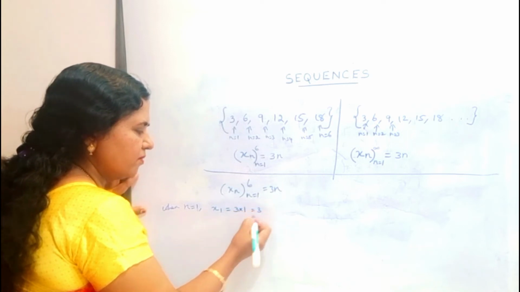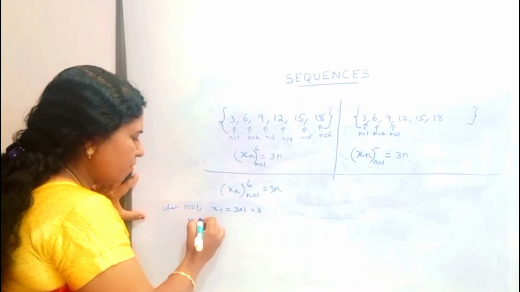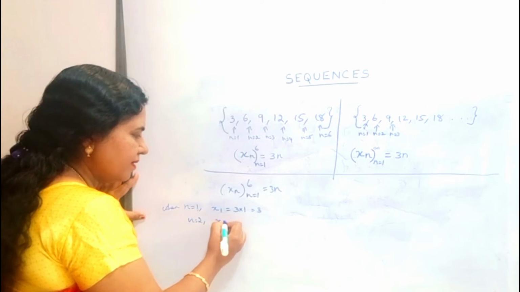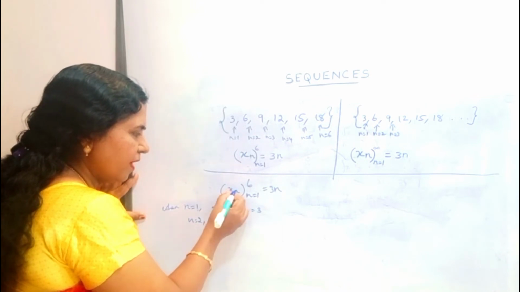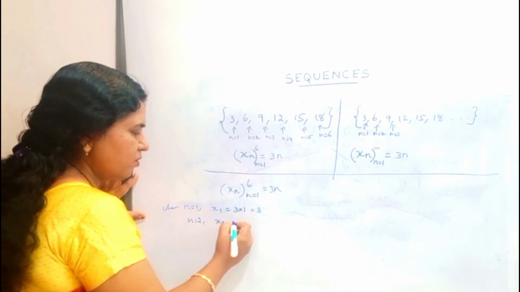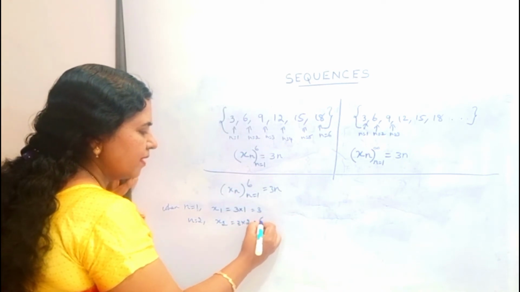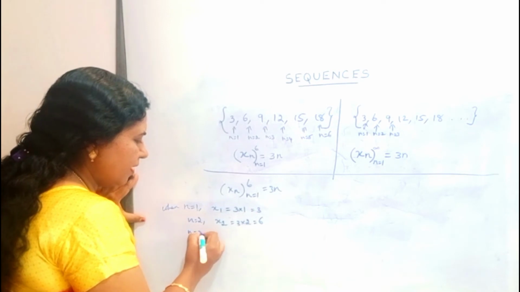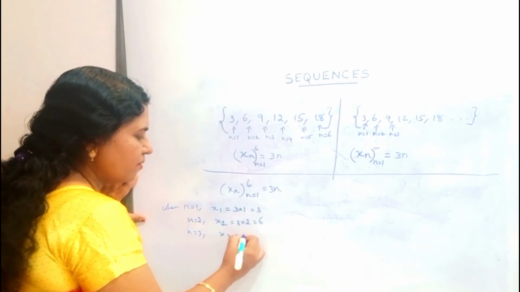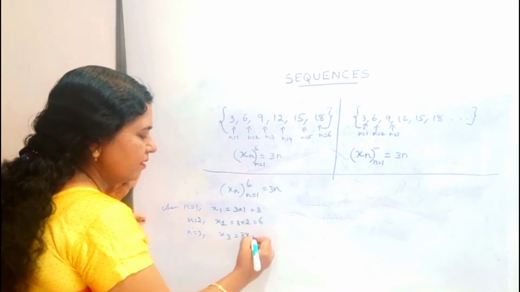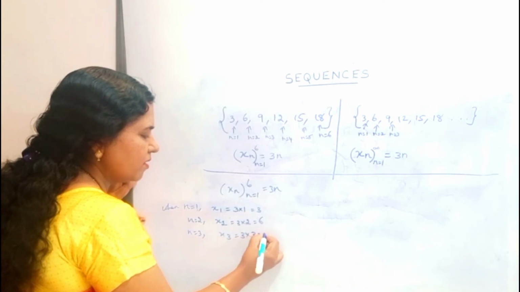So it is equal to 3. So for n is equal to 2, x2 is equal to 3 into 2. So it is equal to 6. When n is equal to 3, x3 is equal to 3 into n. So 3 into 3, so it is equal to 9.